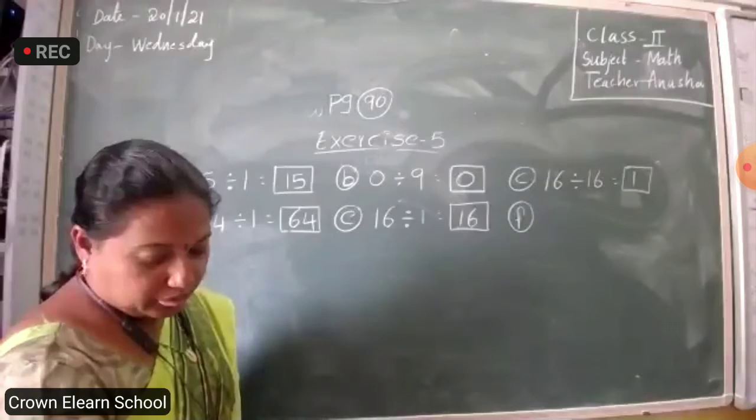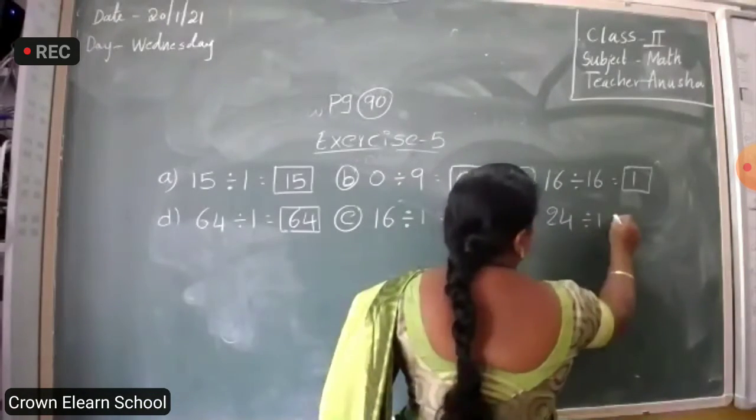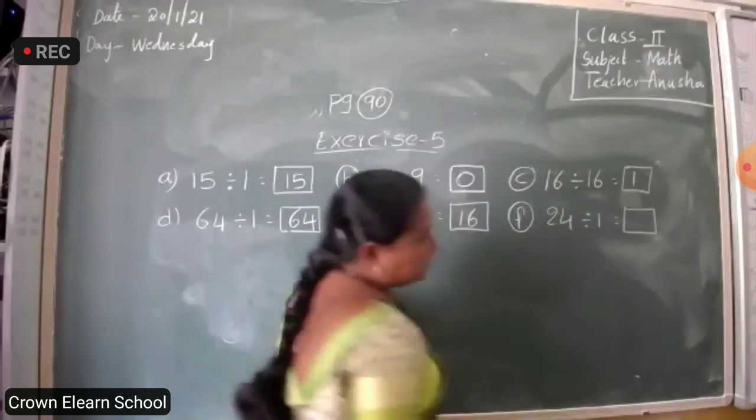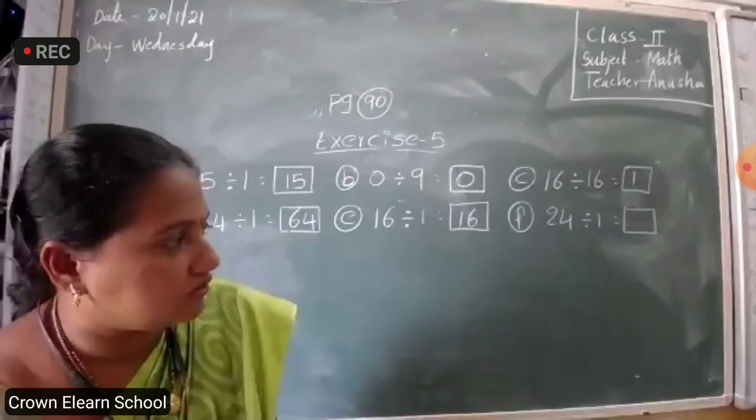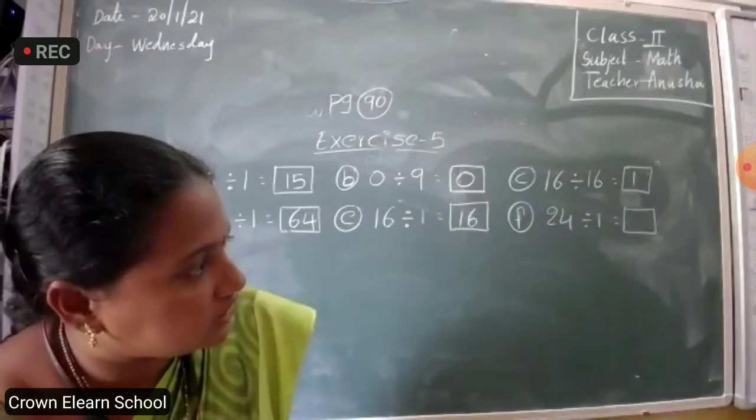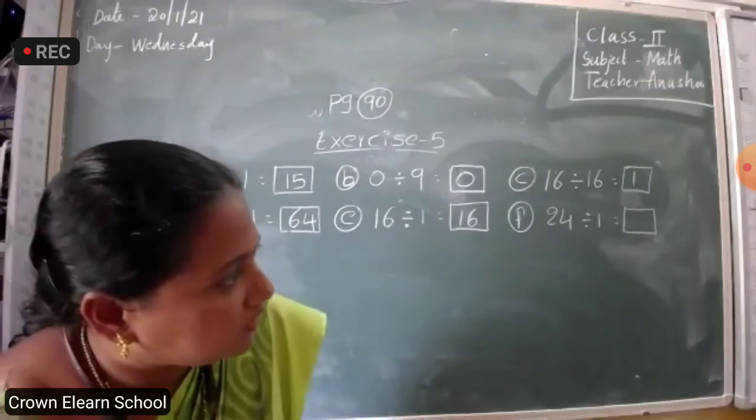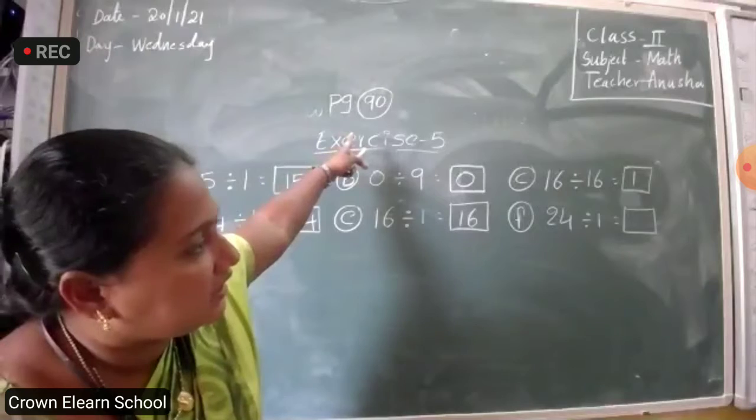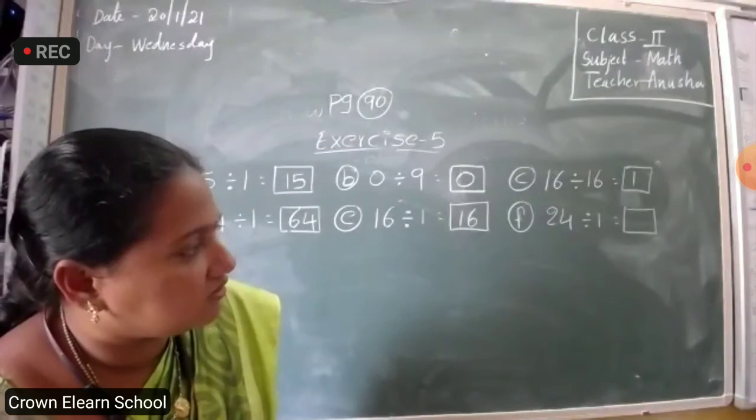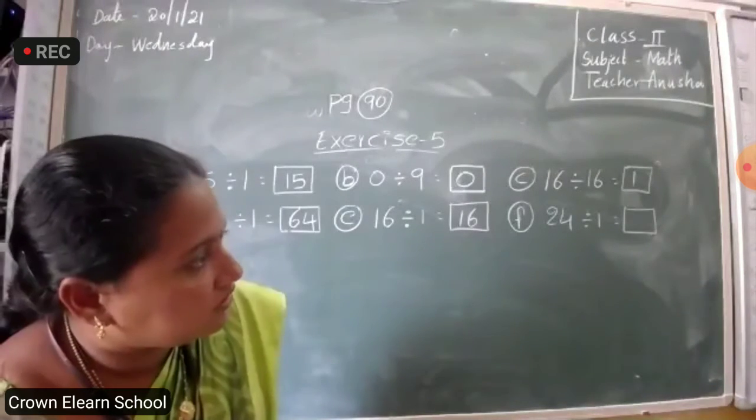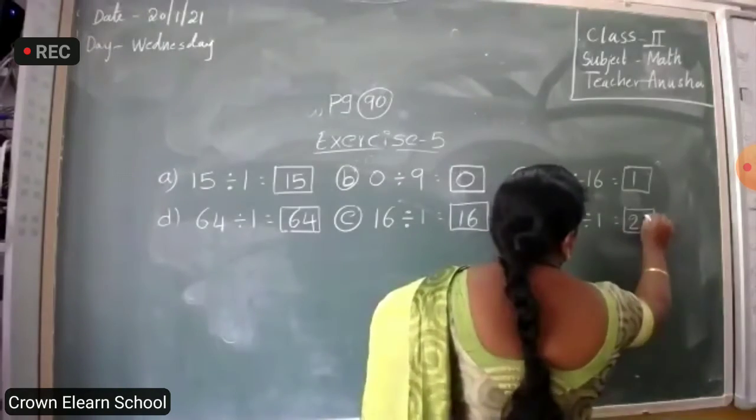Next, F. 24, same property. 24 divided by 1. You have to tell me that. Rakshit, did you finish? I wrote it, Nana, page number 90 in the textbook. Very good. 24. What is the answer, Nana? 24.